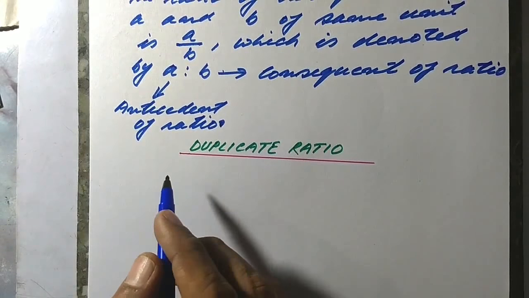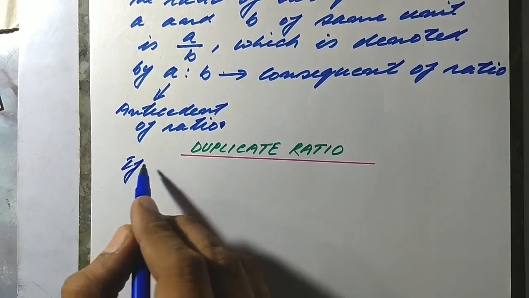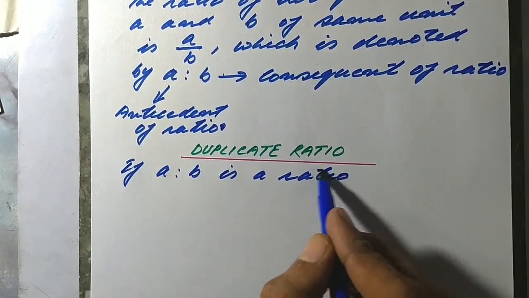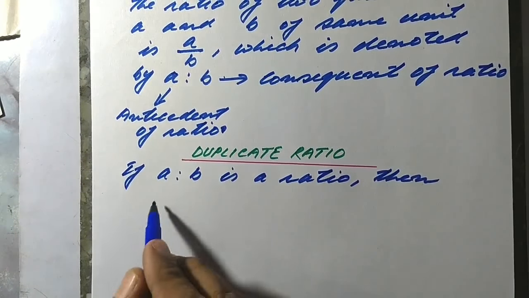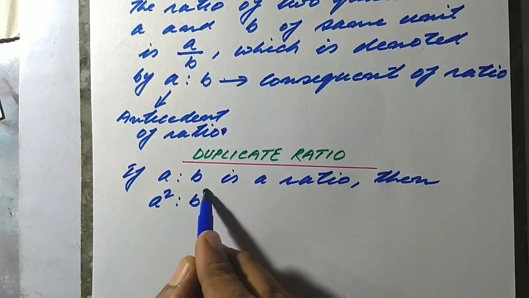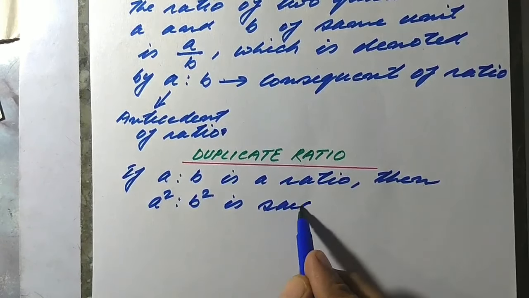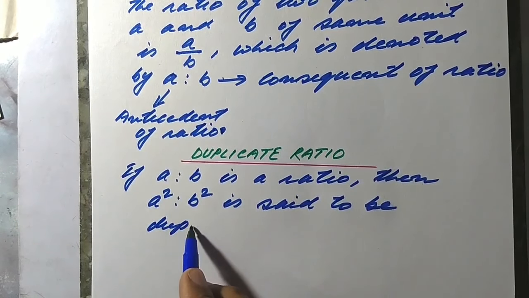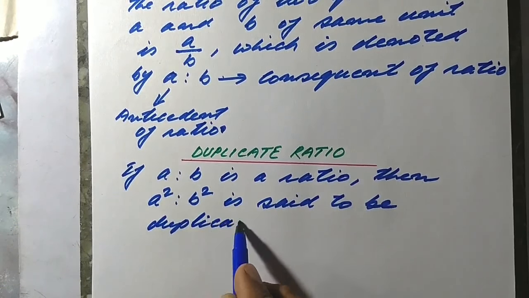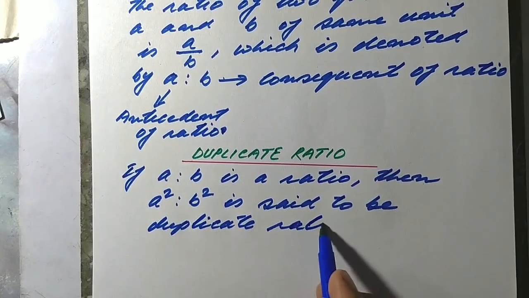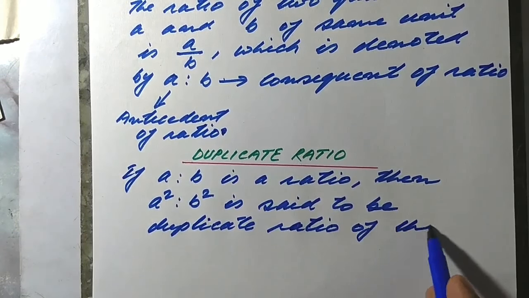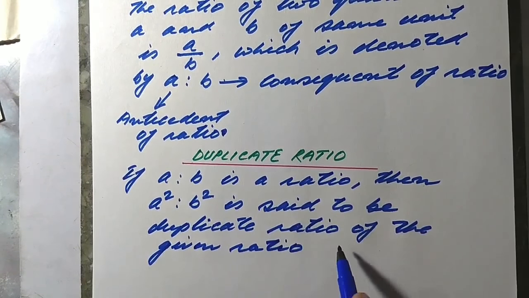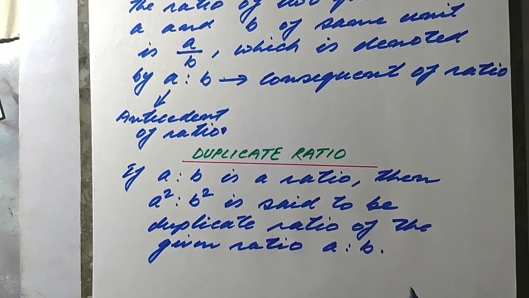Now let us talk about duplicate ratio. So if A is to B is a ratio, then A square is to B square is said to be duplicate ratio of the given ratio A is to B.